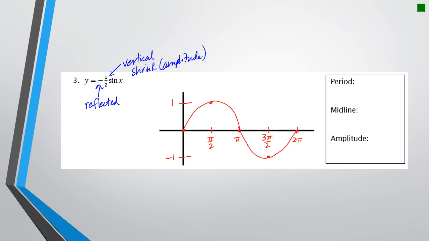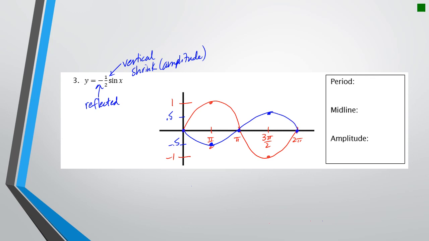Okay, now this one that I'm going to do in blue, 2 things are happening. Remember, it's reflected. So instead of going up first, we're going to go down first. And then instead of going up to 1 and down to -1, we're going to go to 1/2 and -1/2. So my first point is still going to be 0. Now I'm going to go down to -1/2, -0.5, back to 0, up to 1/2, and then back to 0. So this blue graph will actually represent this problem here, and then the red graph represents the parent function.